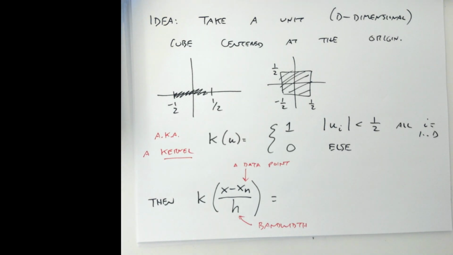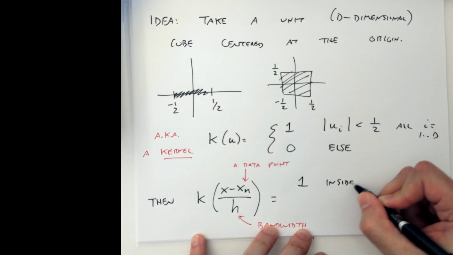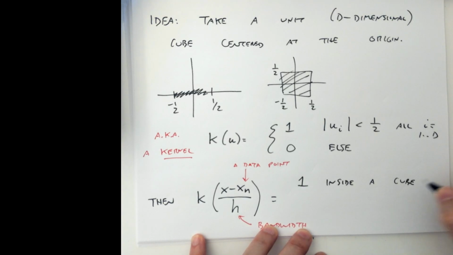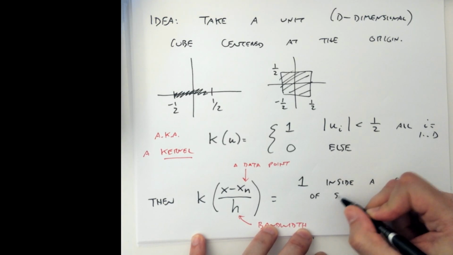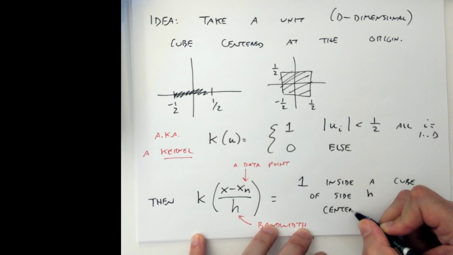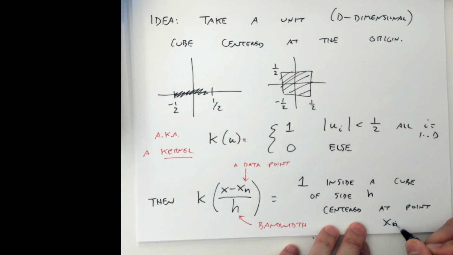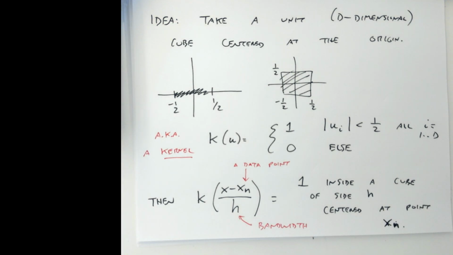And so this is basically just something that is 1 inside a cube of side H centered at point xn, sorry, and 0 outside of that. So I'm basically scaling and shifting this little box to be on top of each of the data points.